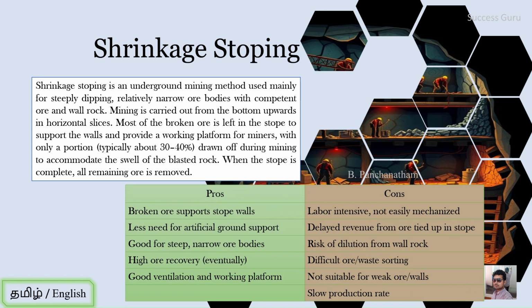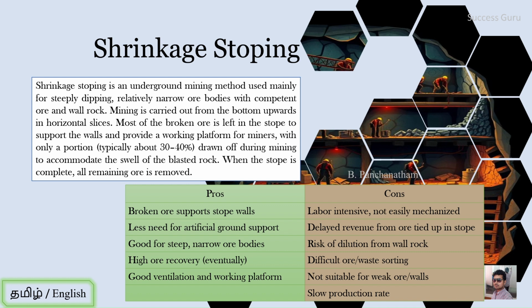So let us see the pros and cons. The very first advantage is that broken ore supports the stope walls. When you are breaking, the ore body itself acts as a support for the wall, so you may not need any external or secondary supports. The second is less need of artificial ground support. As the workers are moving up and up, you may not need any artificial support for the workers to stand. You can use the ore body itself for standing there and as a good ground for the workers to move up. Okay.